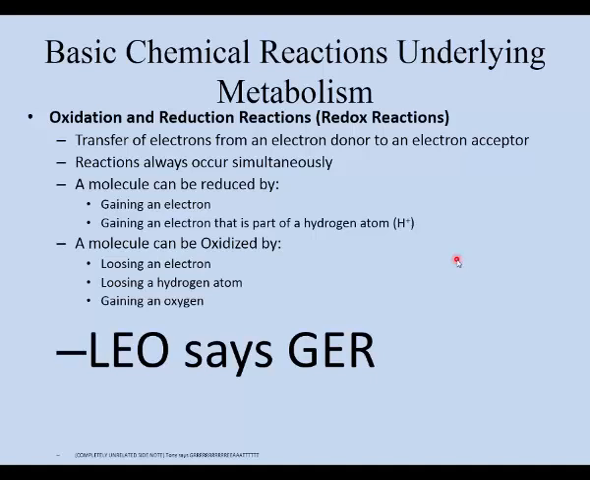We're going to be focusing on the electrons though, and note that Leo the lion says GER. Loss of electrons is oxidation. Leo says GER. Gain of electrons is reduction. So please make sure that you do keep this in mind.